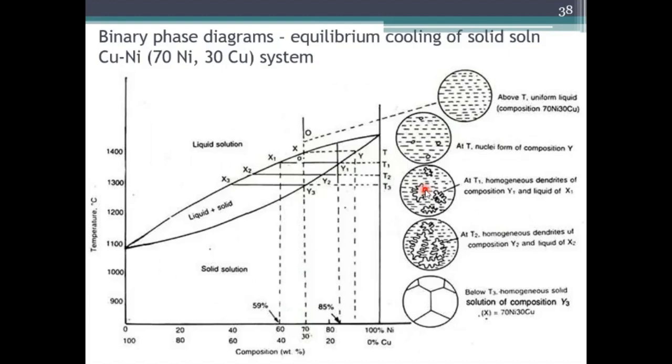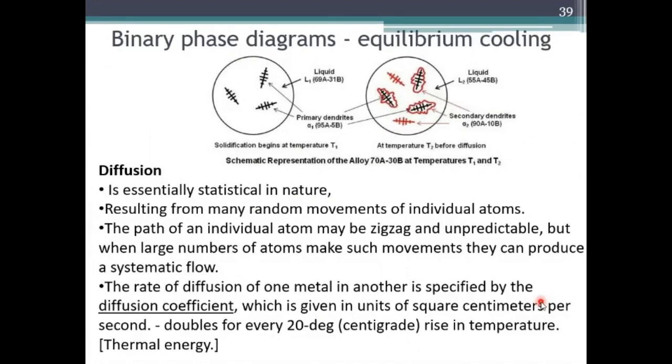And finally, if it still goes further and combines, a new alloy or solution will be formed, based on the percentage, which we call 70 nickel, 30 copper solution. So that is the result.